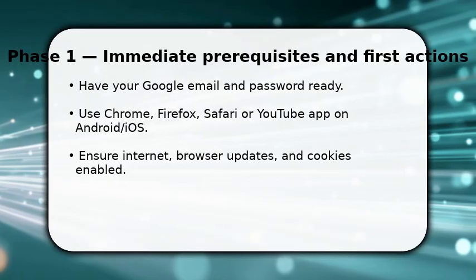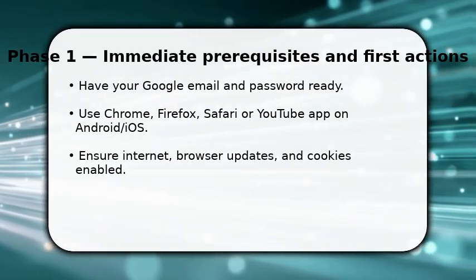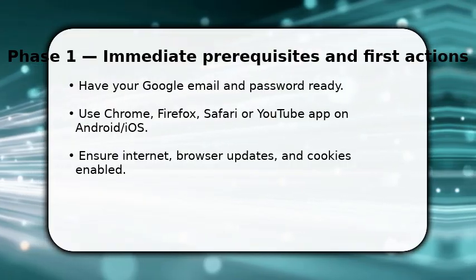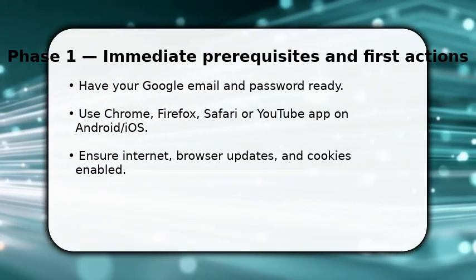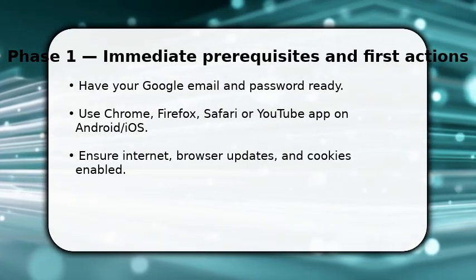You start by opening YouTube, go to the website, or launch the app. Sign in is immediate. First, tap or click the profile icon at top right. If you see Sign In, choose it. Once done, you'll be prompted to pick an account or add one.